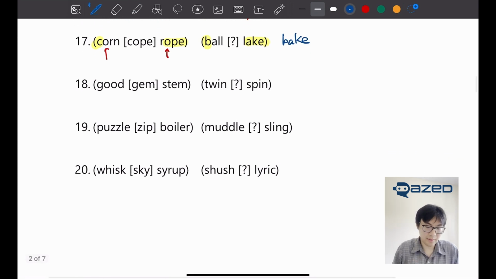Alright, another grouped one. So we see the G, and then we see the EM. Perfect. So we can just do the same thing, and that's Tim.